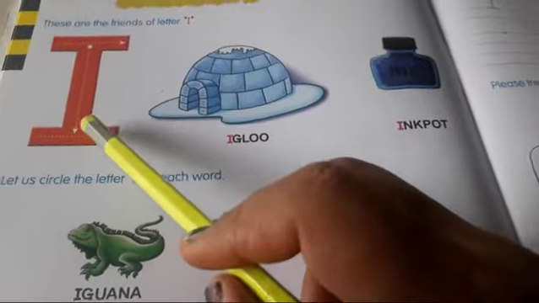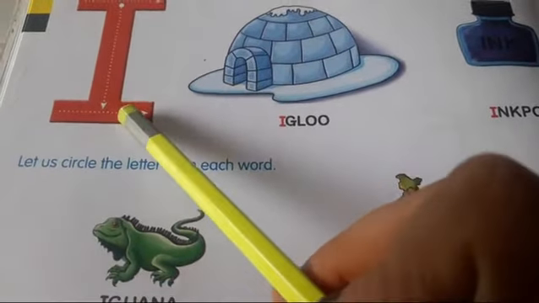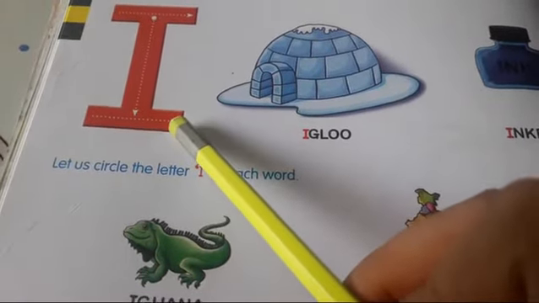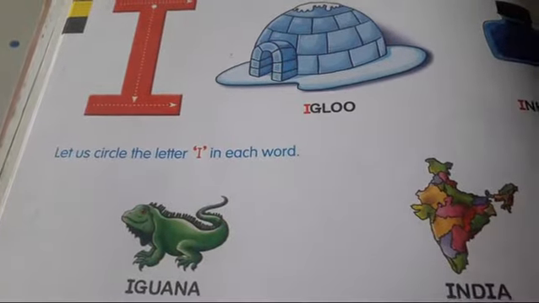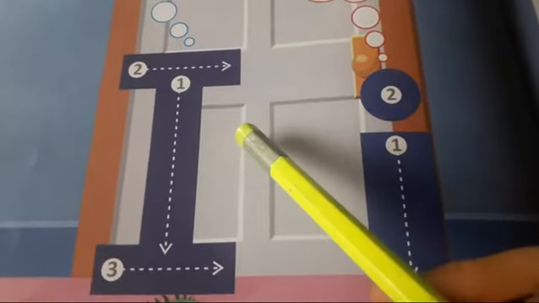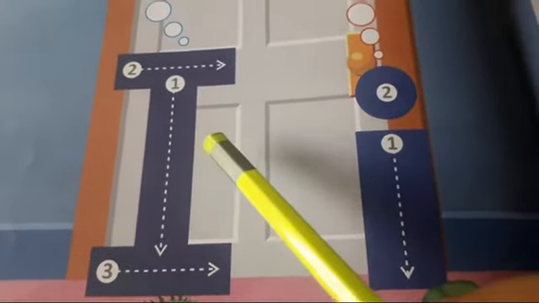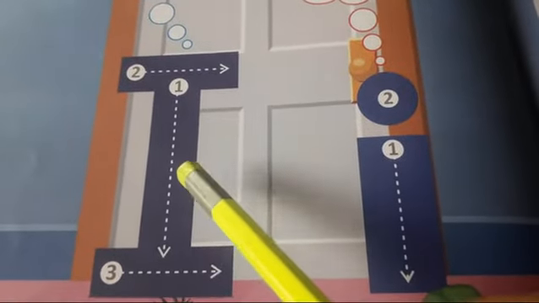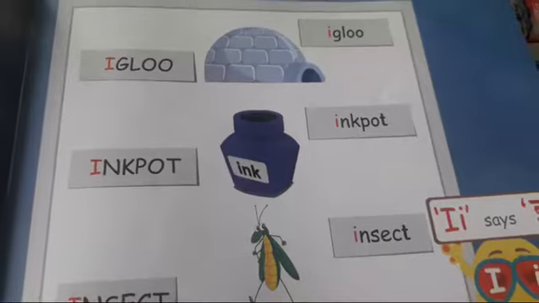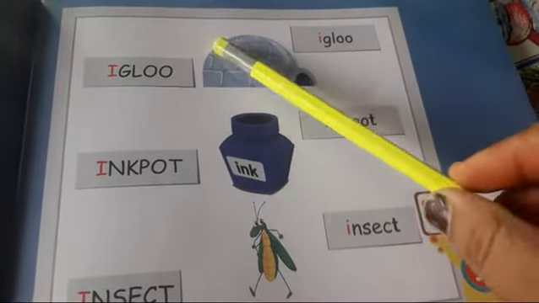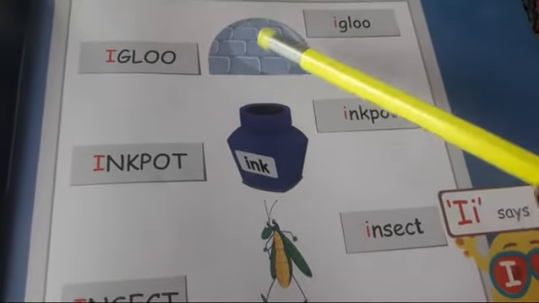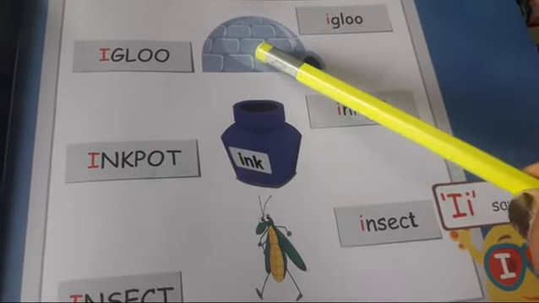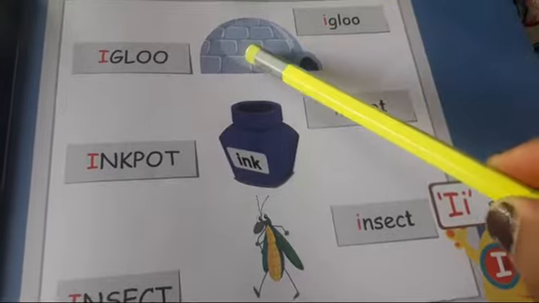Children, which letter is this? Yes, I. Children, look here. Which letter is this? I. Letter I. Children, tell me, which picture is this? I is for igloo.